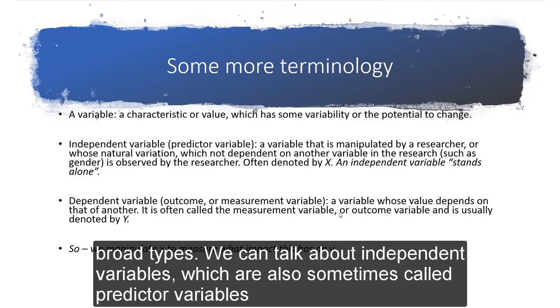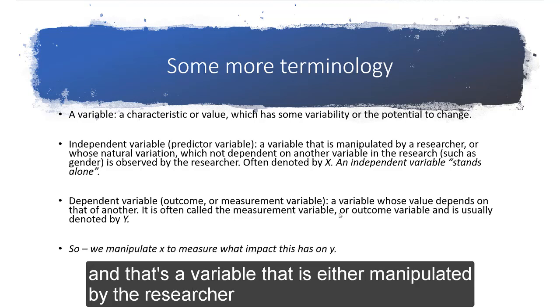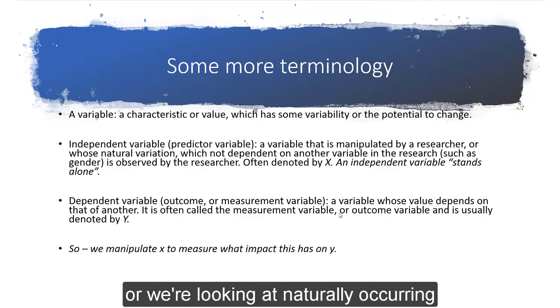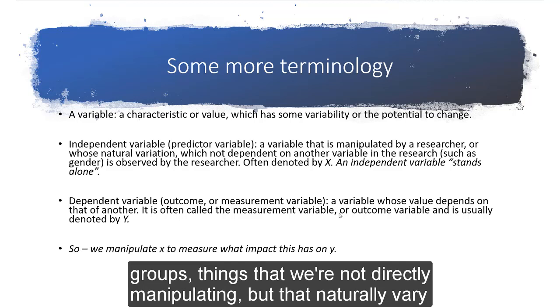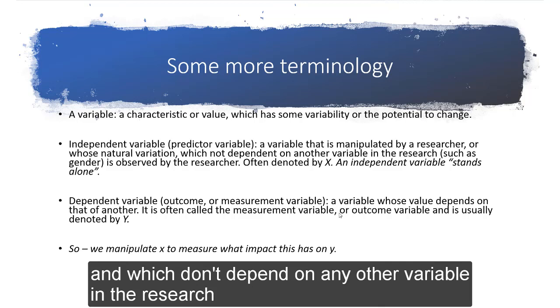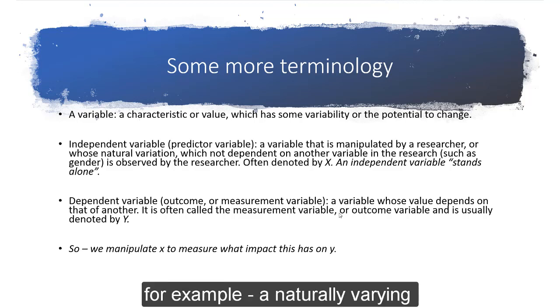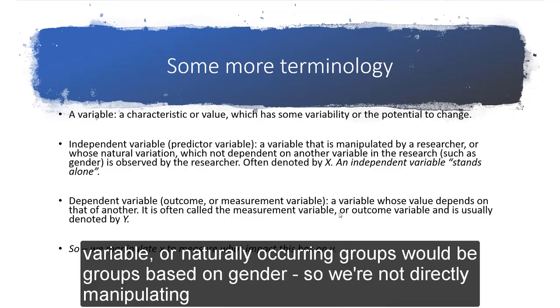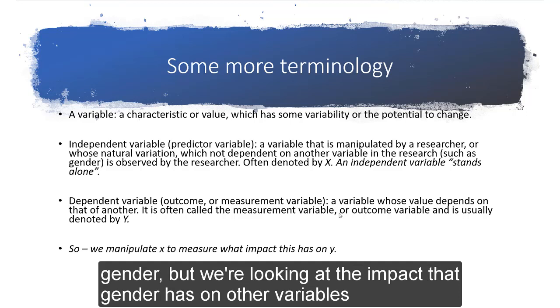We can talk about independent variables, which are also sometimes called predictor variables. And that's a variable that is either manipulated by the researcher, or we're looking at naturally occurring groups, things that we're not directly manipulating, but that naturally vary, which don't depend on any other variable in the research. For example, a naturally occurring group would be groups based on gender. So we're not directly manipulating gender, but we're looking at the impact that gender has on other variables.